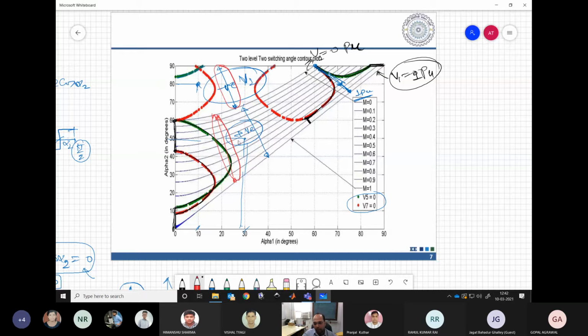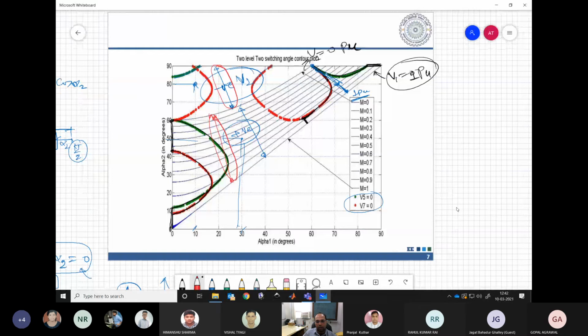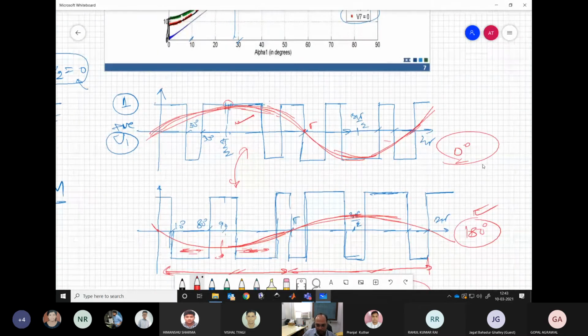So unless we have some special requirement and we have made arrangements for that, this should be avoided. This must be avoided. Now let us see some performance metrics that we should use to judge our PWM techniques, whatever we are going to have in our system.